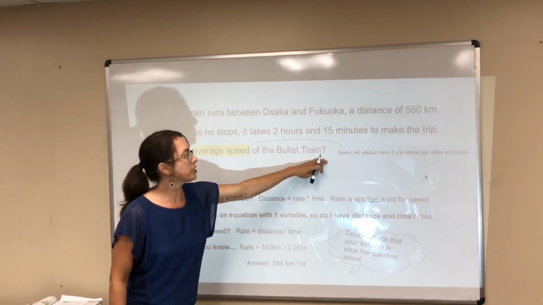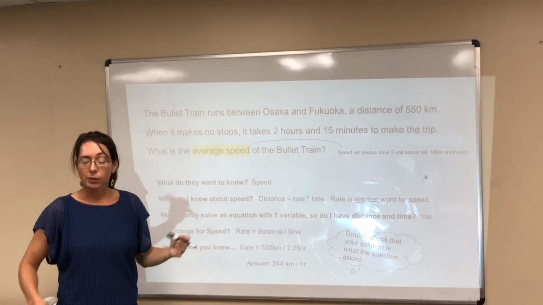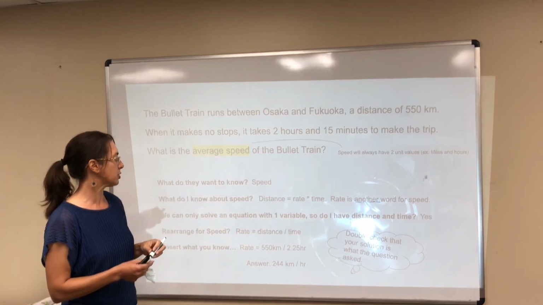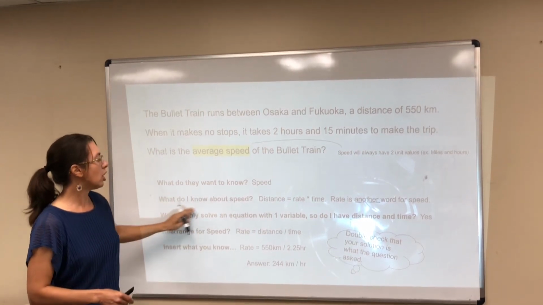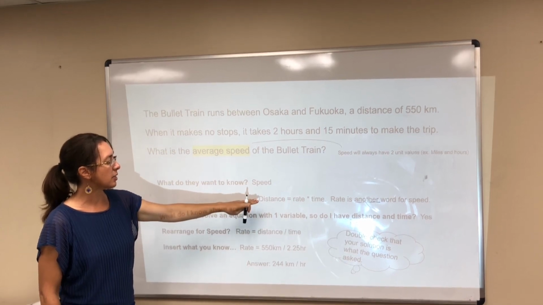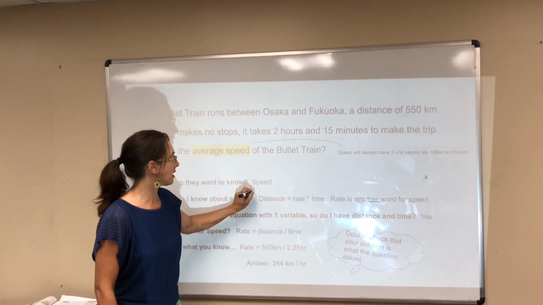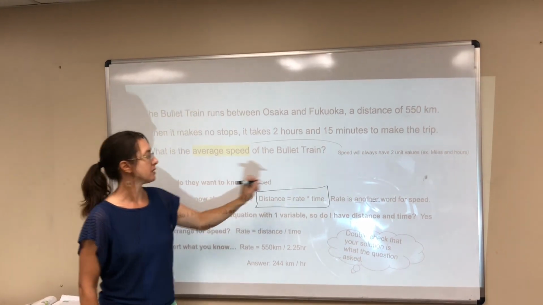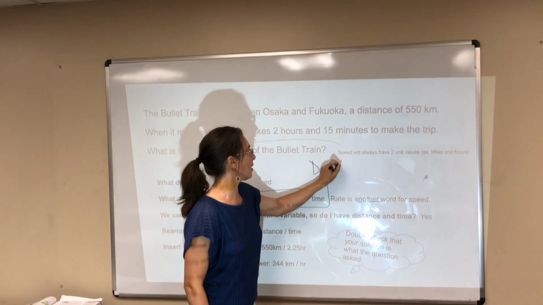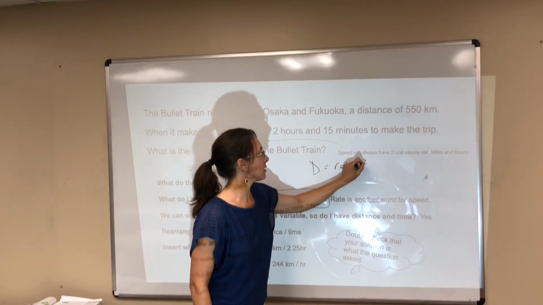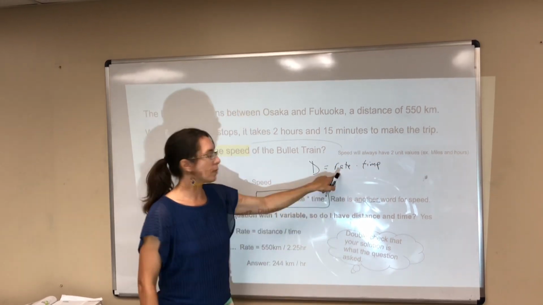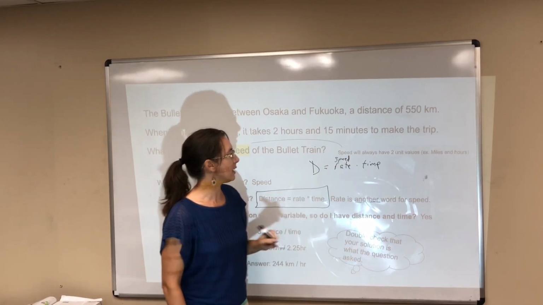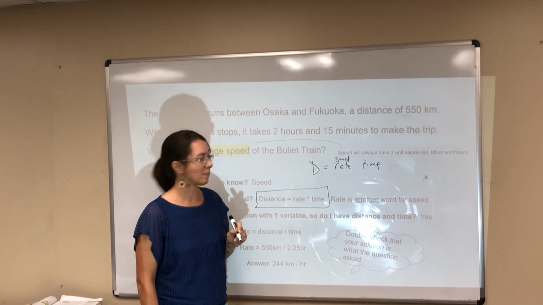So speed is always going to have 2 units. We can think of it easily when we're driving our car around, or in the rest of the world, as kilometers per hour. We can also look at it this way: if we know that distance is equal to rate times time, this is a huge equation to be memorized. Distance equals rate times time, okay? Rate is another word for speed. So distance is also equal to speed times time.